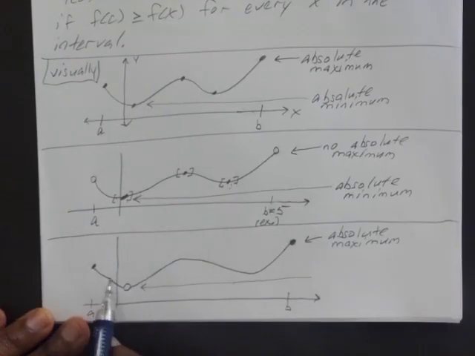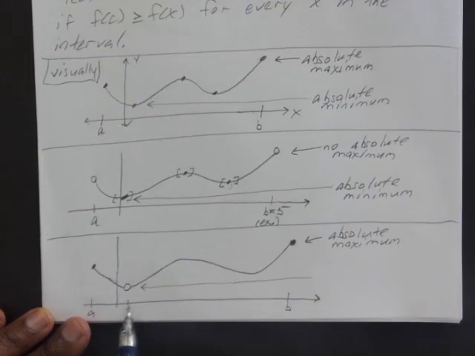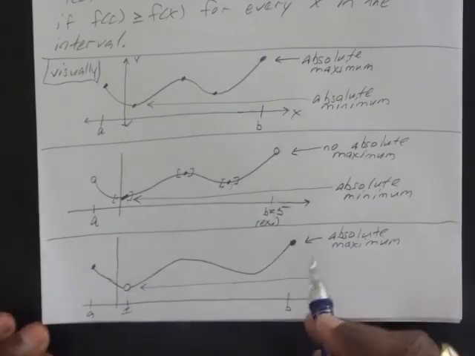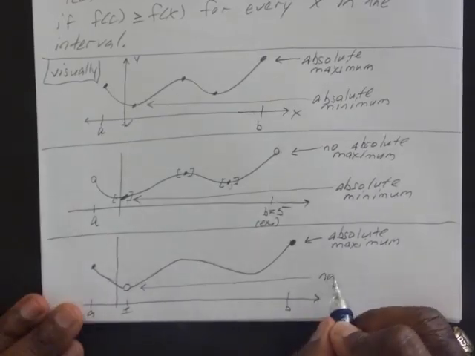Again, because of that open circle, let's say this is 1, just for example. We know it can't equal 1, but it can equal 1.1, 1.01, 1.001, and closer and closer and closer, an almost infinite number of times. So there's no absolute minimum.